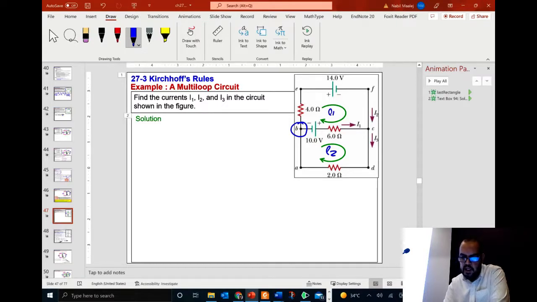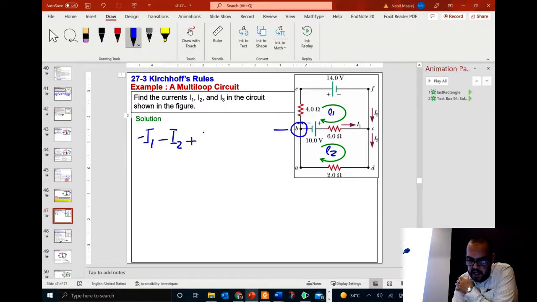So let's write the junction law for this junction. Let's start with I1. I1 is leaving, so it's minus I1. I2 is also leaving, so it's minus I2. And I3 is entering, so plus I3. This is equal to 0. That's my junction rule.